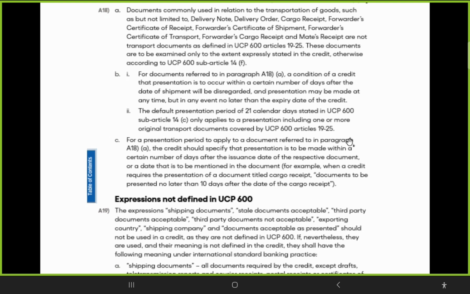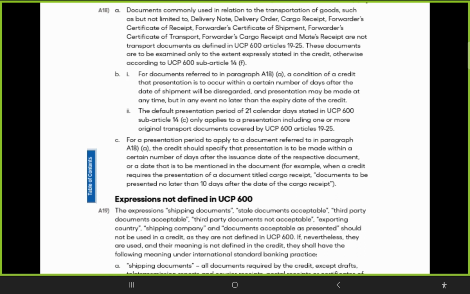So if it is clearly given from the issuance date of that specific document, which is not a transport document, then we'll be able to apply it. The idea is that since you are not considering this as a transport document, you will not have a shipment date. Then how will you calculate this presentation period if they're saying it is so and so date from the shipment date? That's the first thing.